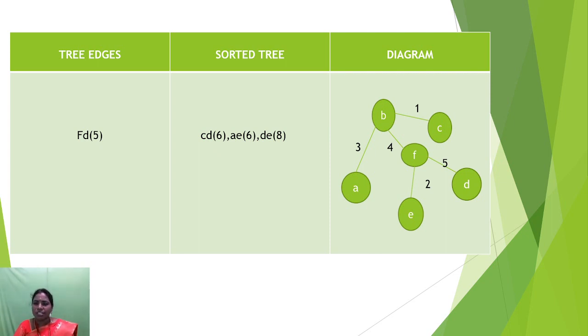What elements are available here? A, B, C, F, D, E, F. The rest of the elements are killed because they form a loop.